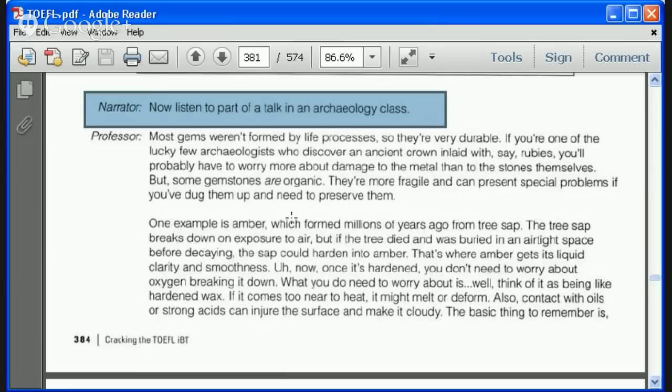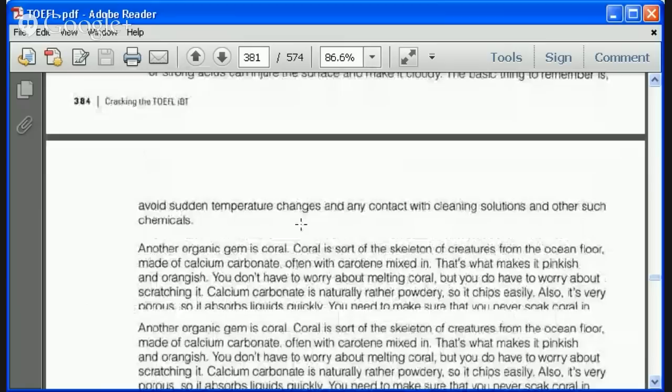Now, once it's hardened, you don't need to worry about oxygen breaking it down. What you do need to worry about is, well, think of it as being like hardened wax. If it comes too near to heat, it may melt or deform. Also, contact with oils or strong acids can injure the surface and make it cloudy. The basic thing to remember is avoid sudden temperature changes and any contact with cleaning solutions and other such chemicals.